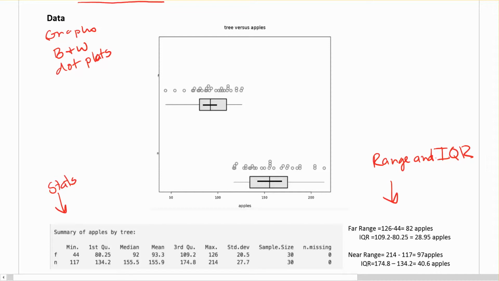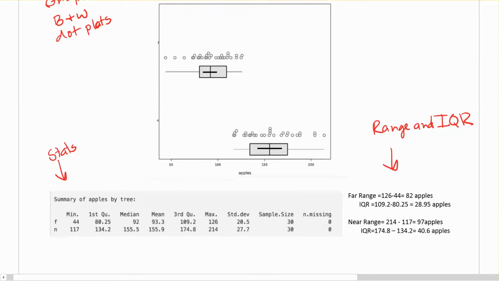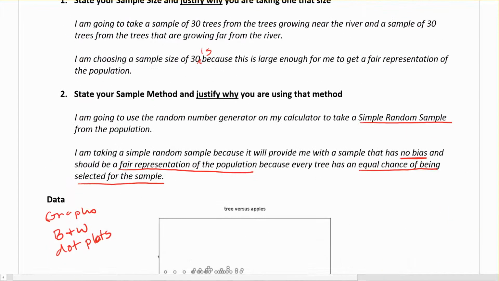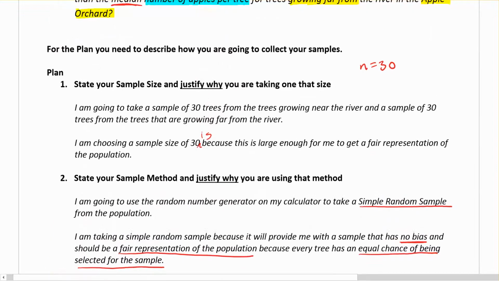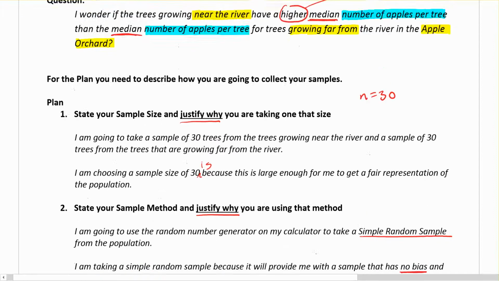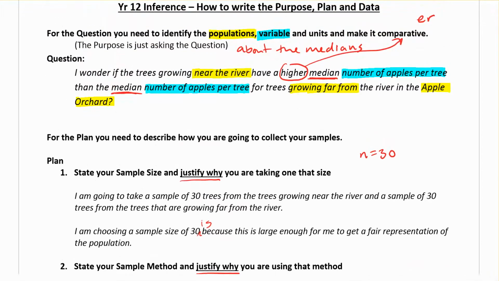So from those bits you have basically the start of it done. You've got your question, you've got your plan, and you have your data sorted out for us. And then from there we can start talking about the analysis. So take your time on these and make sure that you're quite clear about it. Again, that justify why part on both of these is what gets you to the Merit and Excellence side of things. And the question you've just got to get right, otherwise you're not going to pass it. So it's really important that you can write your questions clearly. So practice those and ask me for feedback on them.